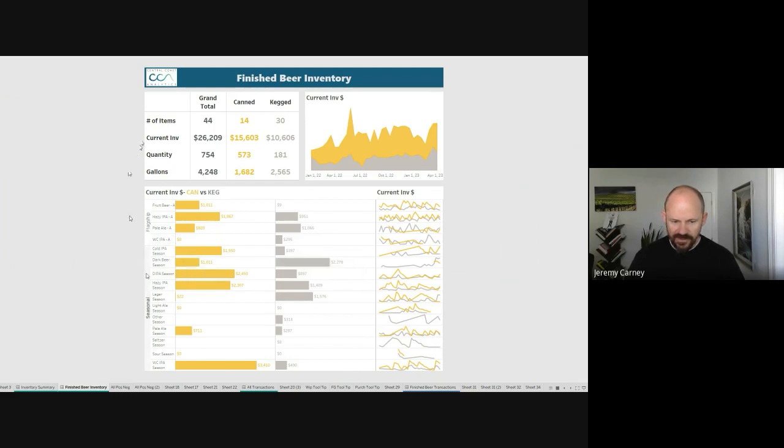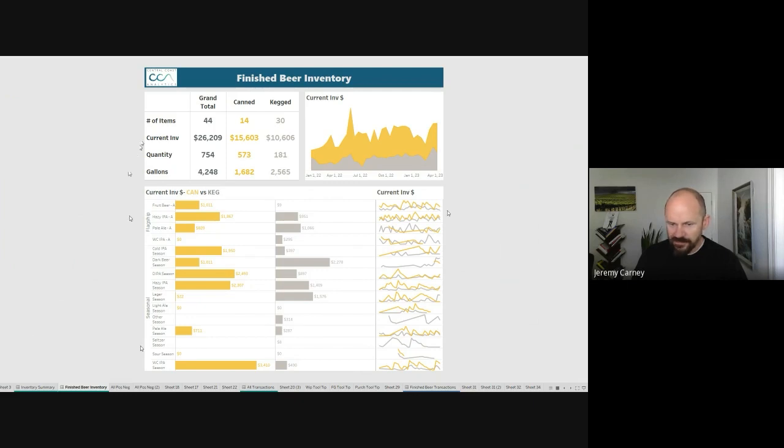You could just walk through what the inventory position is on all these other beers. Okay, and then last up, we're going to look at how each of these has trended over time with inventory. Like everything else, the cans are in yellow and the kegs are in gray. So you can see how things have trended over time and pick out things that maybe stand out as an outlier.